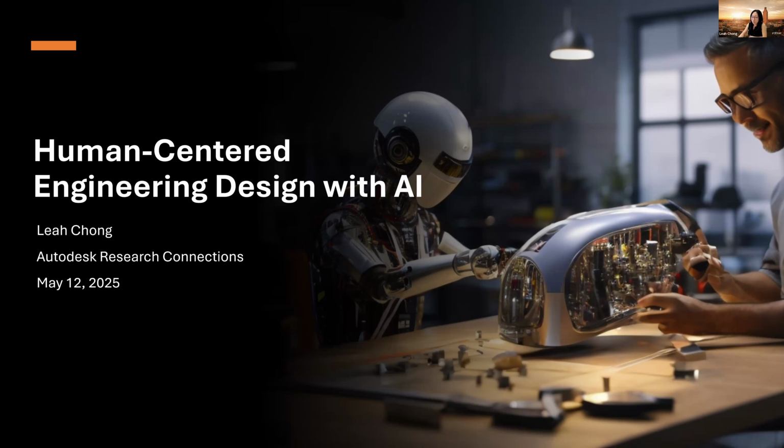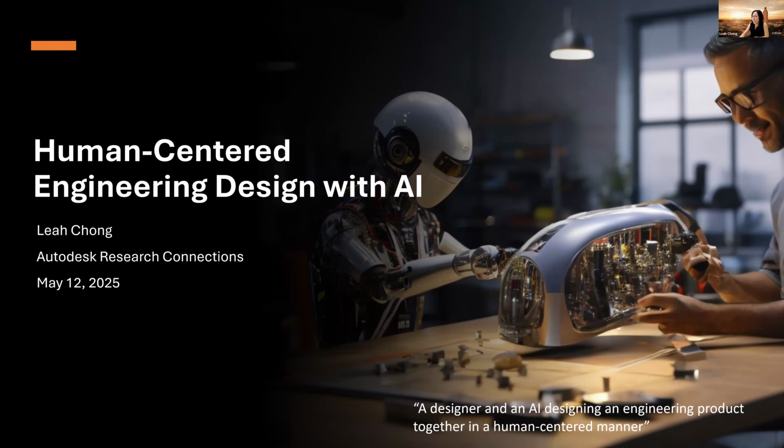So I've been mainly working on this topic of human-centered engineering design with AI, which I understand is a very broad topic. So I will specifically be talking about what that exactly means for me. I want to share about this image a little bit before I begin. This is an image that I generated using a generative AI model. And I prompted it: a designer and an AI designing an engineering product together in a human-centered manner.